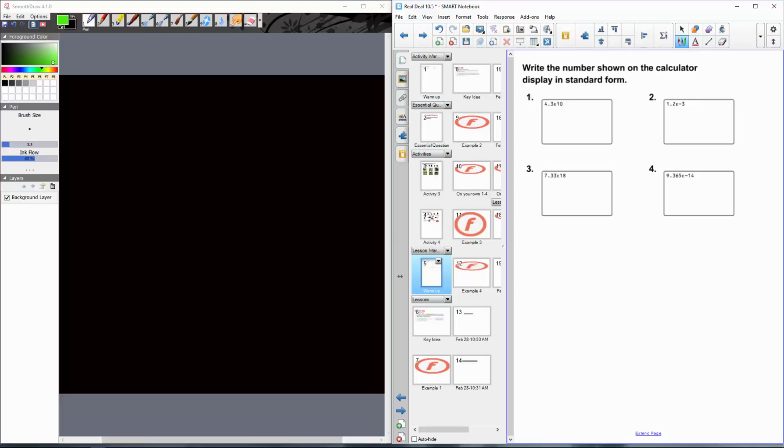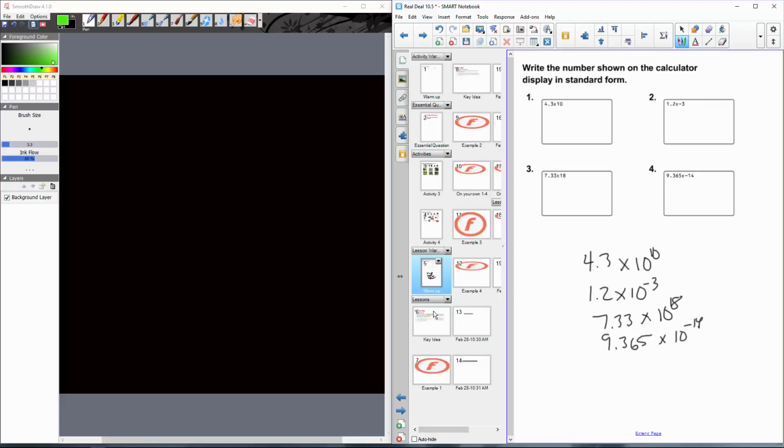This right here, we talked about this in class, but on calculators, sometimes it's written like this. So 4.3 and then E10 could be the same thing as 4.3 times 10 to the 10th power. So whenever you see the E, it just means like the base 10. So the next one would be 1.2 times 10, but now to the negative 3. This would be 7.33 times 10 to the 18th power. And then finally this one here would be 9.365 times 10 to the negative 14th power.